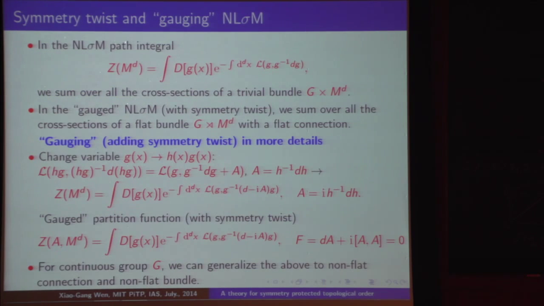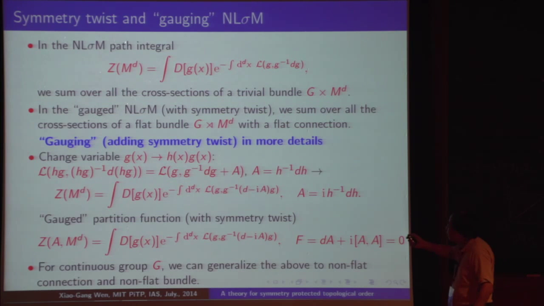So how do we gauge the symmetry? I think for high energy physicists, it's just a really standard thing. And for some condensed matter physicists, let me try to explain this. We know that in field theory, so let's use field theory to explain this in this slide. We have the nonlinear sigma model, and we have the global symmetry. If we change g to hg, if h is constant, we have a global transformation. That's a symmetry.